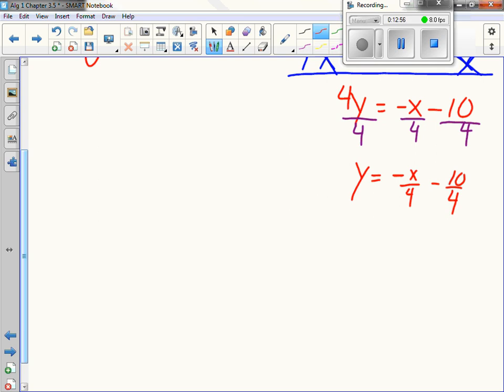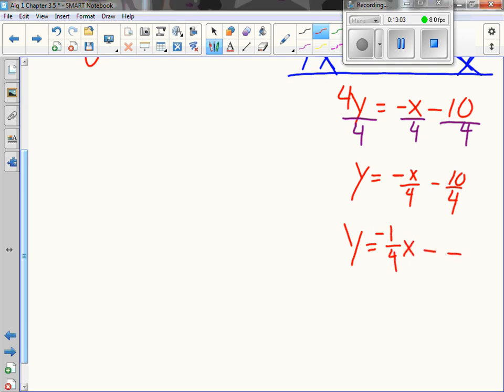Now, really, when we look at this here, this is really saying y is equal to negative 1/4 x minus... We can reduce this down because there's a common factor of 2, to 5/2.